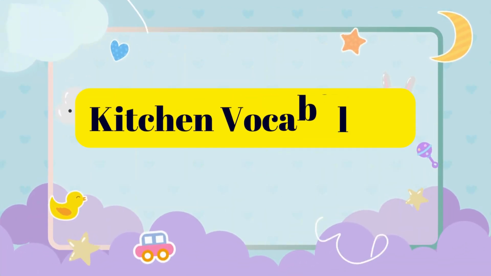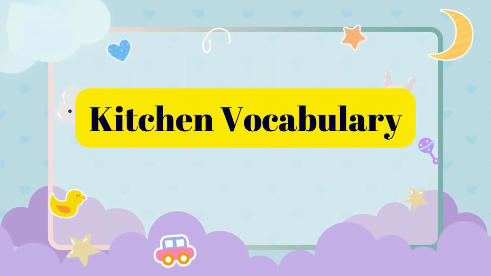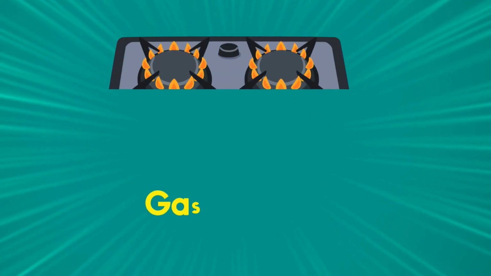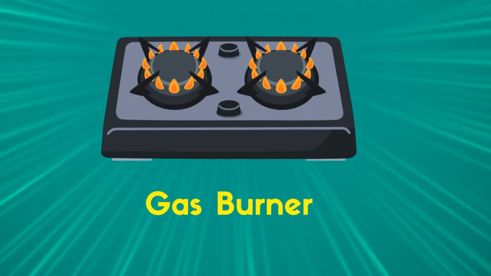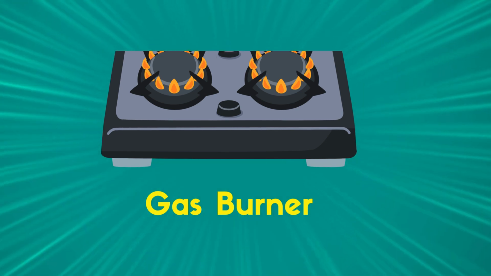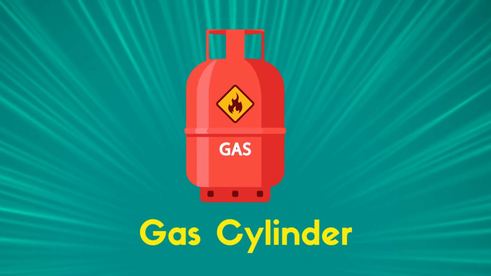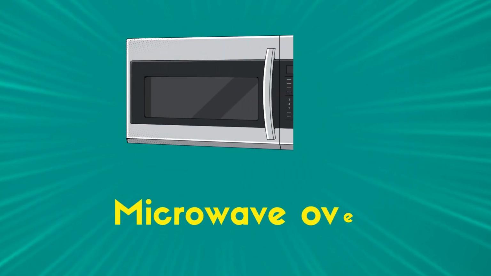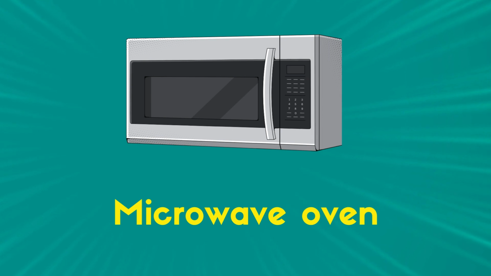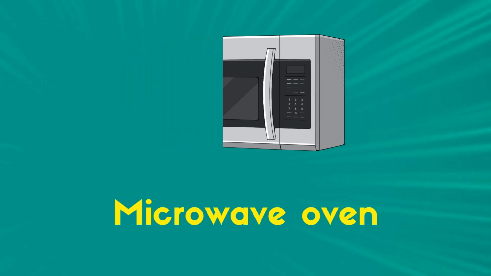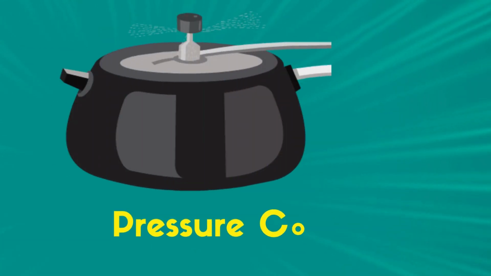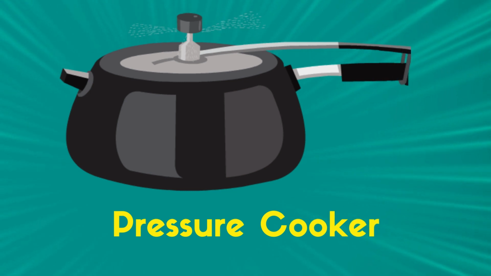Let's learn English the kitchen vocabulary. Gas burner. Repeat with me. Gas burner. Gas cylinder. Repeat with me. Gas cylinder. Microwave oven. Repeat with me. Microwave oven. Pressure cooker. Repeat with me.